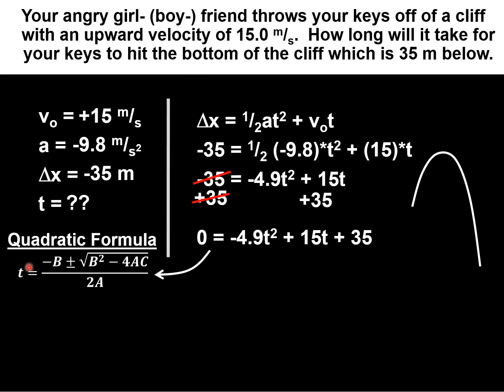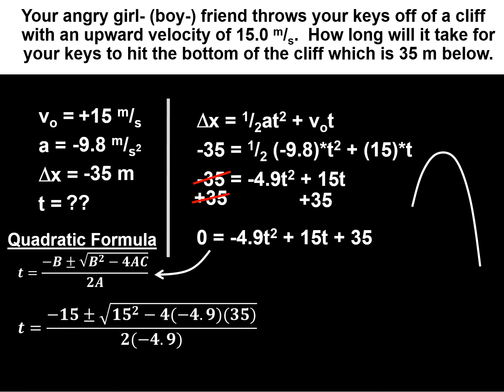Our variable is time, so time is going to be equal to negative b plus or minus the square root of b squared minus 4ac all over 2a. So we're going to plug in a, b, and c. And we get time is going to be equal to negative 15 plus or minus the square root of 15 squared minus 4 times negative 4.9 times 35 all over 2 times negative 4.9. We crank that out and we get two answers. We get negative 1.55 or we get 4.61.